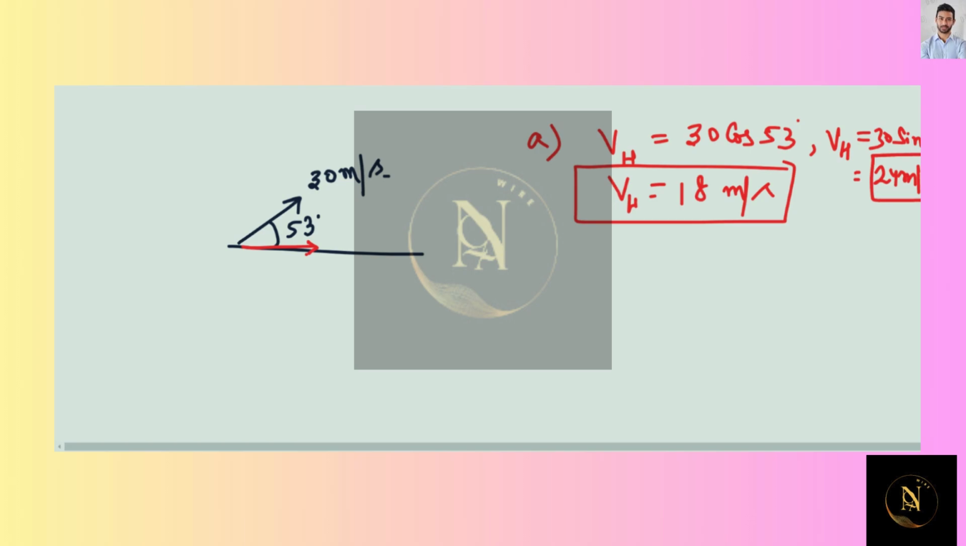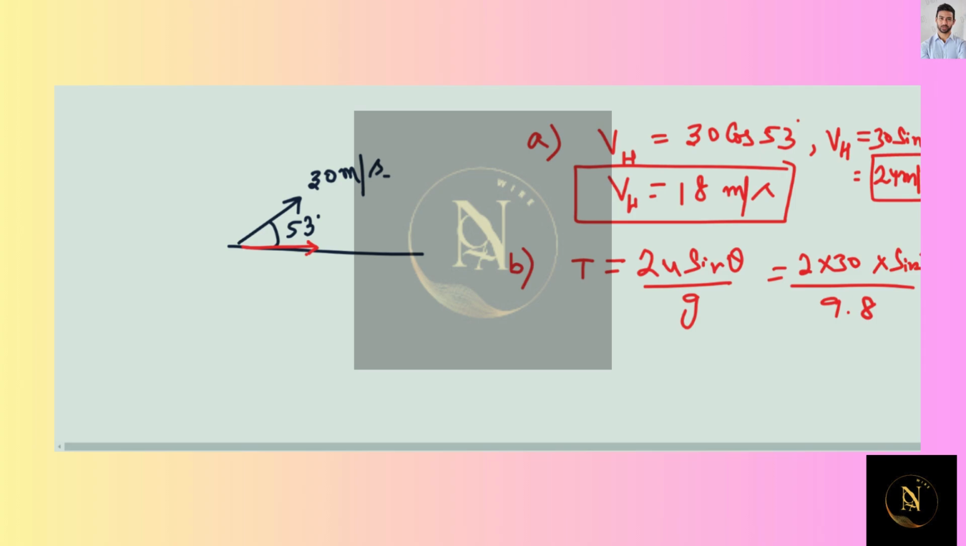And now we also have to figure out the total time this shell is in air. So basically we need to compute the time of flight. That will be 2u sine theta over g, whereby u is 30 meters per second, and we multiply that with sine 53 and divide it by the acceleration due to gravity, which is 9.8 meters per second square approximately. So to figure out the total time that this is in air, we multiply sine 53 with 30 times 2 and divide it by 9.8 to get the time as 4.9 seconds approximately.